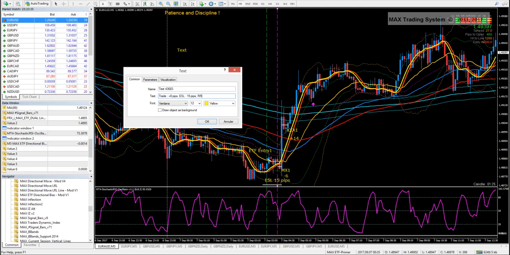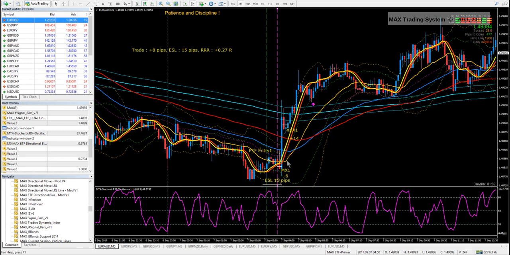So this represents a reward to risk ratio. To calculate the reward to risk ratio, we have to average the number of pips because we have 2 units. So we divide 8 by 2, and this gives 4 pips, and then we divide again by 15, which is the stop loss size. So this represents 0.27 R, so a little more than a quarter of 1 R. This is the first trade.